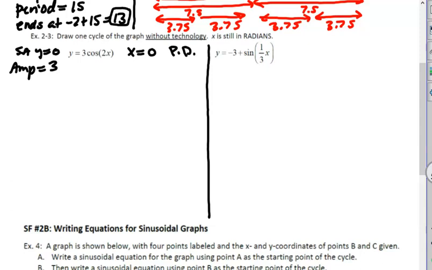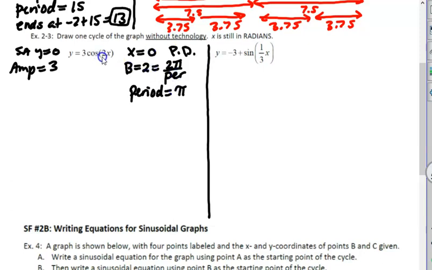But the period has changed because b is 2. So b is equal to 2, which is equal to 2 pi divided by the period. Well, if 2 is equal to 2 pi over the period, that means 2 times the period is 2 pi. So the period has to be pi. So the period equals pi. 2 pi divided by pi would give me 2.